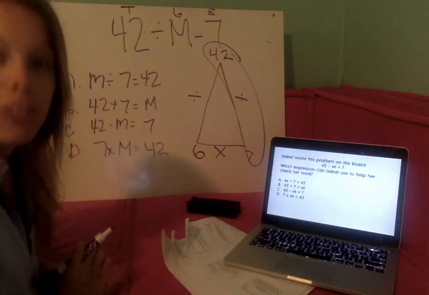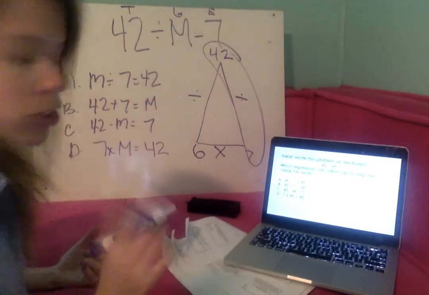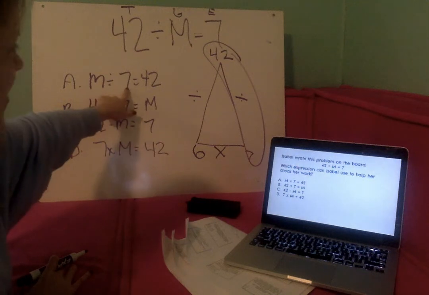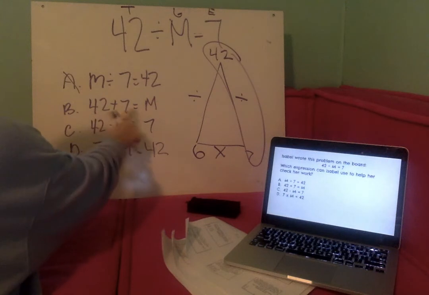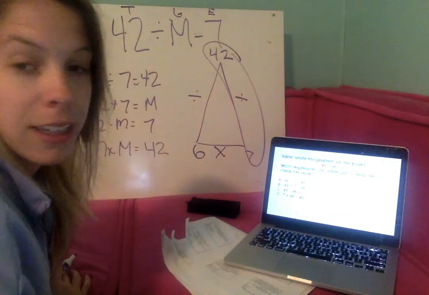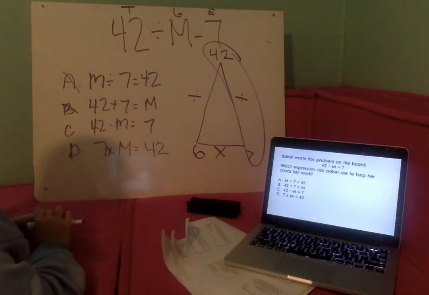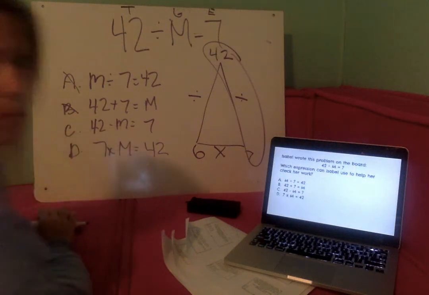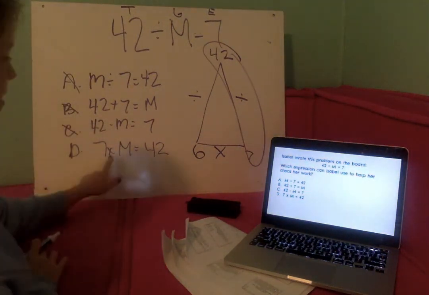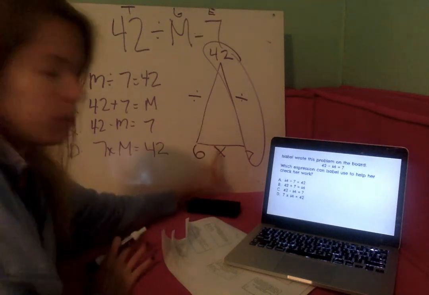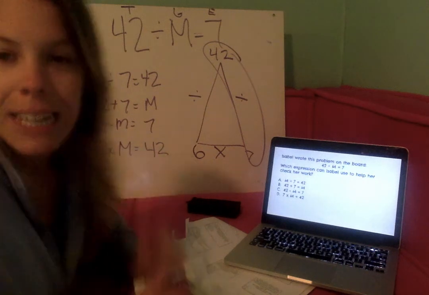So we know that we could use 6 times 7 to find 42. So let's look and see if we have that option. 6 divided by 7 equals 42? No way. That doesn't make sense. 42 plus 7 equals 6? That's crazy. 42 minus 6 equals 7? No, that makes no sense. And lastly, 7 times 6 equals 42. That is what we just proved. 7 times 6 equals 42. So the answer has to be D.